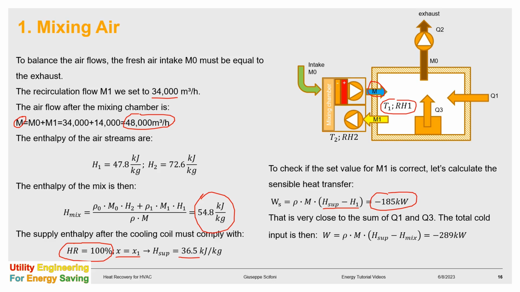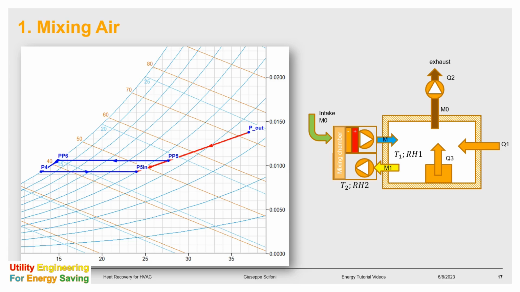The total cold input is then the product between the mass flow and the difference between the enthalpy of supply air and the enthalpy of the mixed air. We get negative 289 kilowatt, practically the same as the overall cold demand of the system, as we have seen in the previous slide. Here we have the psychrometric chart with the corresponding transformation steps.